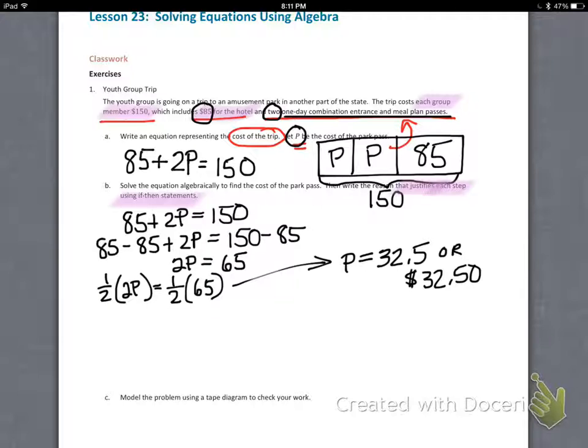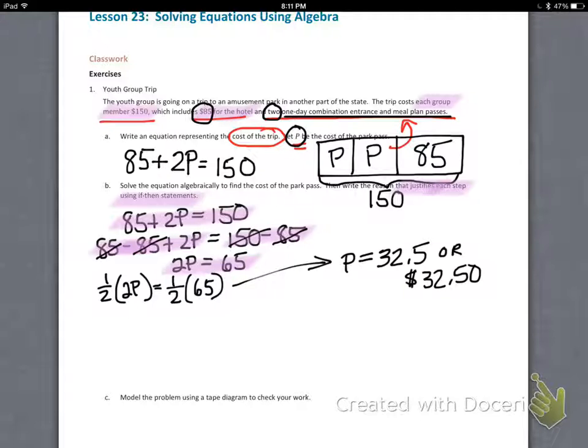Okay, so here's what your solution should have looked like. We started off with 85 plus 2P equals 150, and then we apply our subtraction property using the additive inverse of 85. Because we're trying to isolate P on the one side, we have to subtract 85 from the left, and do the same on the right. We end up with 2P equals 65 because we have taken these away. I'm not doing the 0 thing because that drives me crazy.